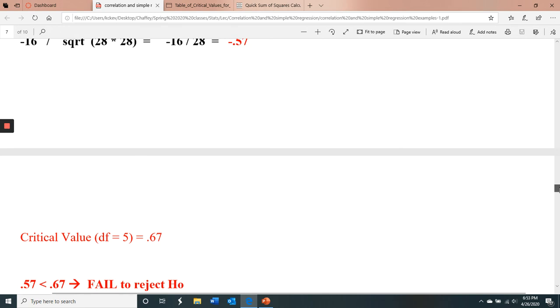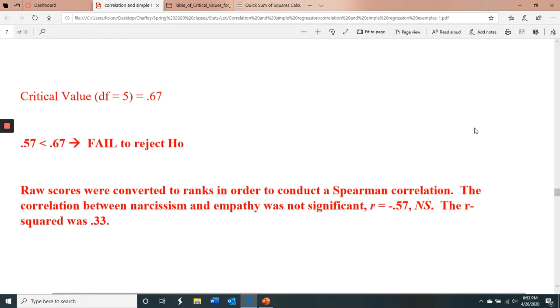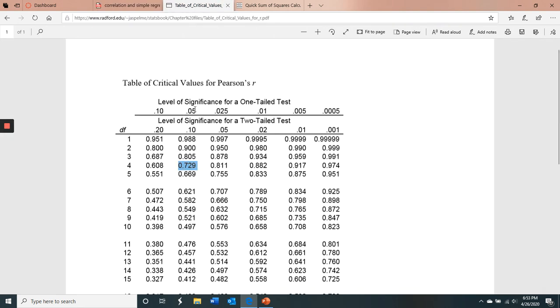Our critical value is the same as before. We had degrees of freedom 5. Why 5? We have 7 people minus 2, because we have 2 variables. So we go here, one tail test, 0.05. We go to 5 degrees of freedom right here. 0.669 is our critical value. We can round it up to 0.67.